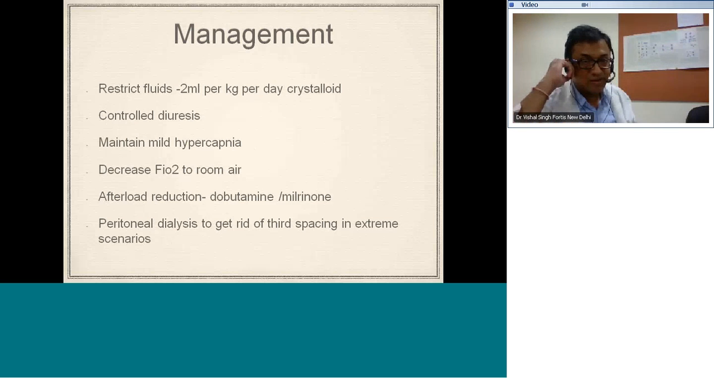I'm sorry, it's not per day, it's per hour. 2 ml per kg per hour, crystalloid. Maintain a controlled diuresis with Lasix infusion with intermittent small boluses. Maintain mild hypercapnia. Decrease FiO2 to room air gradually so that you don't have oxygen-induced vasodilatation and more flooding. Ensure adequate afterload reduction so the systemic perfusion is maintained and the run-through the BT shunt is reduced marginally. So use dobutamine or milrinone. And occasionally, even in a BT shunt, you may have to do PD, especially if you get significantly third spaced with ascites.